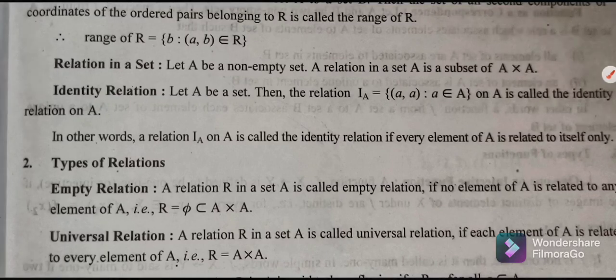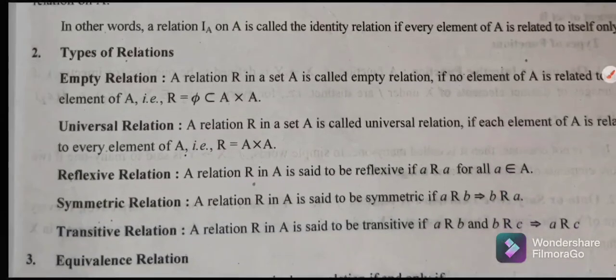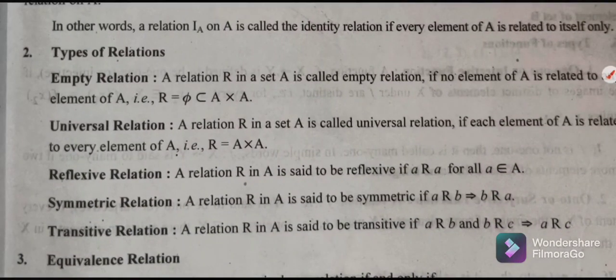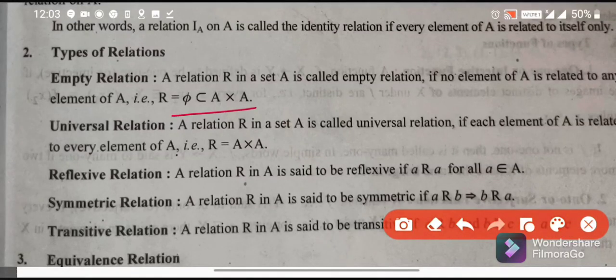Next, types of relations. Empty relation. A relation R in a set A is called empty relation if no element of A is related to any element of A. R is equal to phi because phi is a subset of A cross A. So this is called empty relation. Universal relation. If each element of A is related to every element of A, then it is called universal relation.